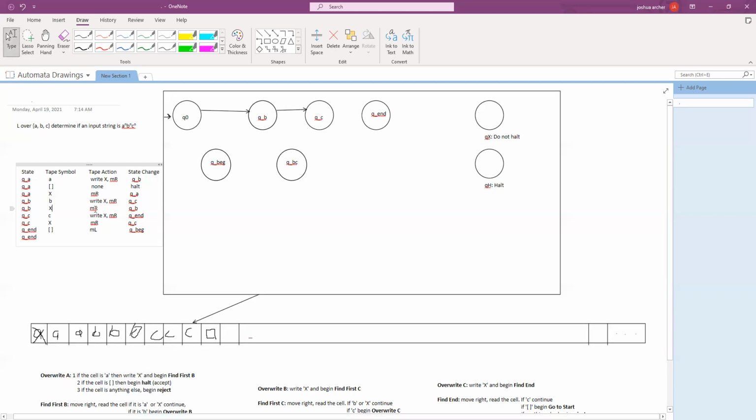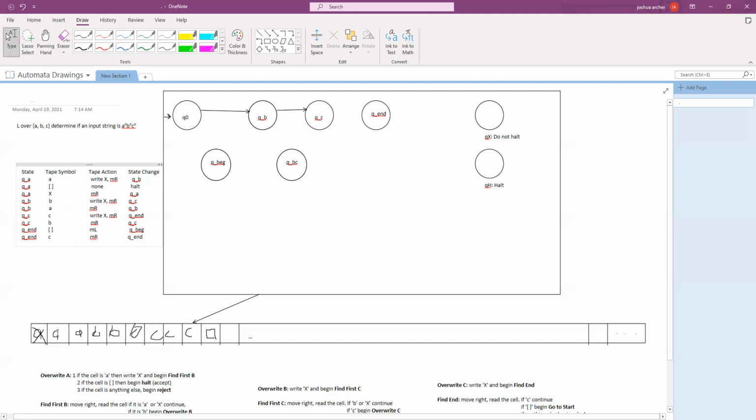So I think I need to change this: if I'm in QB and I'm looking at an A, I'm just going to move on. And if I'm in QC and I'm looking at a B, just move on. If I'm in QN and I'm looking at a C, I'm just going to move on. Do you follow why I made that change? Why did you make that change?